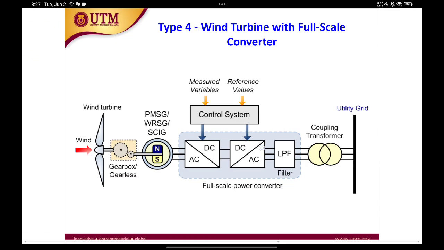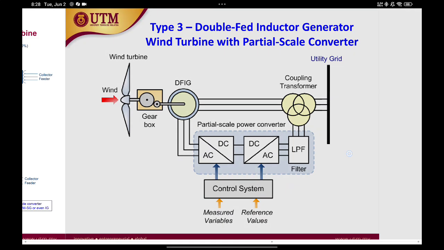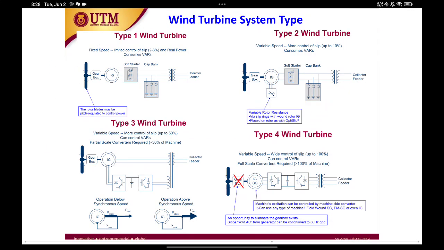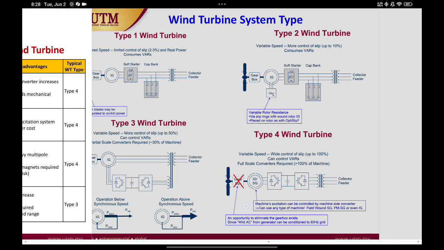So this is type 4, the full scale wind turbine converter. Here the power converter is much more expensive because it has a 100% current rating and 100% power rating of the system, because all the energy is transferred through the power converter. So usually the final exam question asks you to draw type 1, type 2, type 3, type 4. Make sure you know how to draw them.